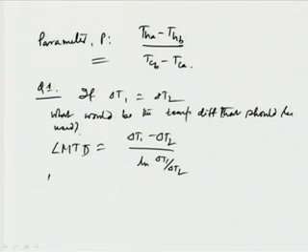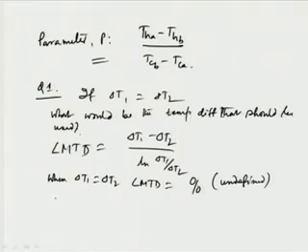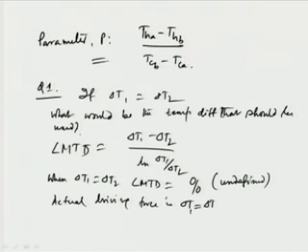So when delta T1 is equal to delta T2, the LMTD becomes 0 by 0, that is undefined. So we need not bother about this LMTD because it is undefined. What we can understand is that when both sides driving force are the same, then the actual driving force is delta T1 equal to delta T2 equal to delta T. We will use the same driving force for that.